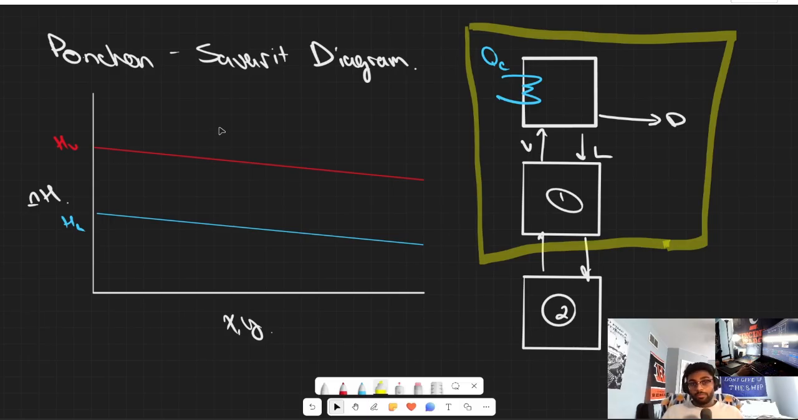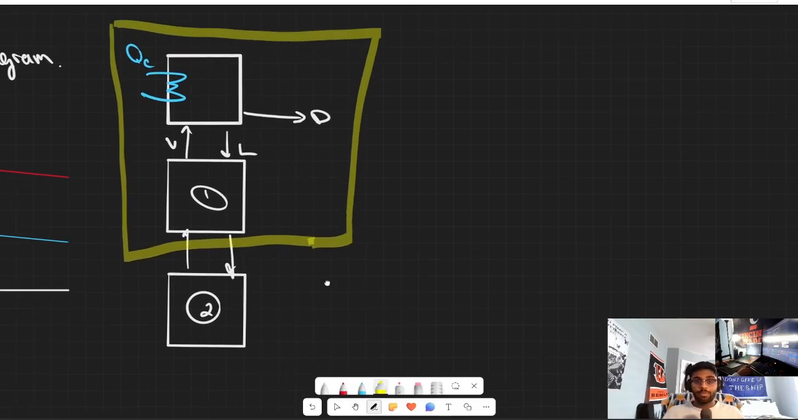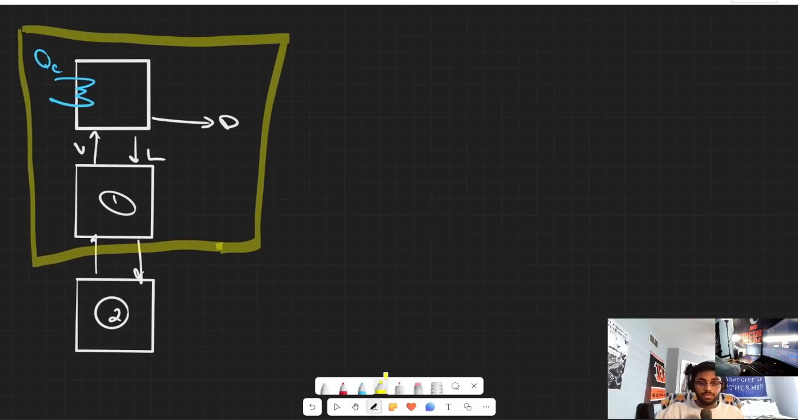And the goal of this video is going to be proving the theory behind a Ponchon-Savarit diagram, proving through method of similar triangles how we can use difference points to determine the vapor and liquid mole fractions within each stage in a distillation column. And the first step is going to be deriving some mass and energy balances. So let me start here with the energy balance.